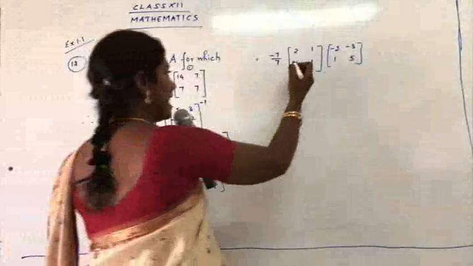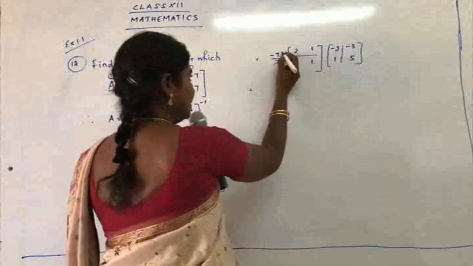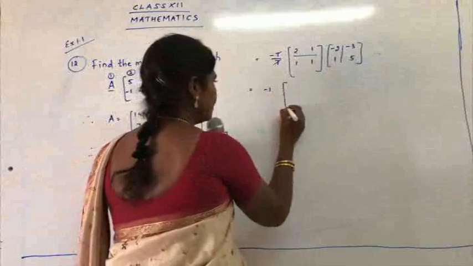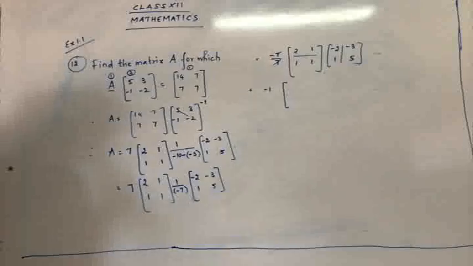Okay, now let's go for the matrix multiplication. You know how to go for the matrix multiplication. So here minus 1 is left. So I'll just give you some time. Complete the matrix multiplication and give me the answer.